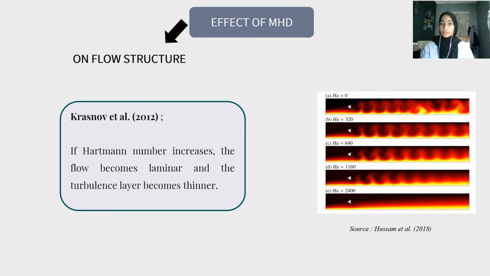As we can see from the result from Husam 2018, when the Hartmann number equals 0, which means absence of the magnetic field, the flow becomes turbulent and more chaotic than when the Hartmann number is greater than 0. And when the Hartmann number reaches 2400, we can see the flow becomes laminar and the turbulent layer becomes thinner.